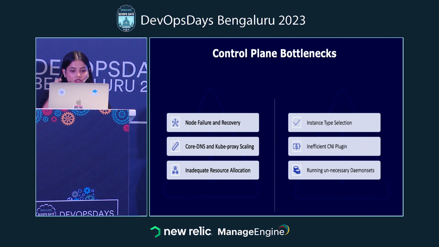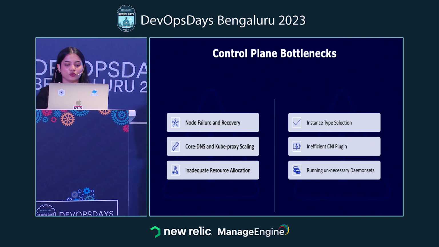Next we have inadequate resource allocation. The CPU and memory resources that are allocated to CoreDNS pods can lead to slow performance. Now, you should adjust the requests and limits for CoreDNS pods, very basic. Again, monitor the CoreDNS resource utilization and adjust the resource allocations as required.